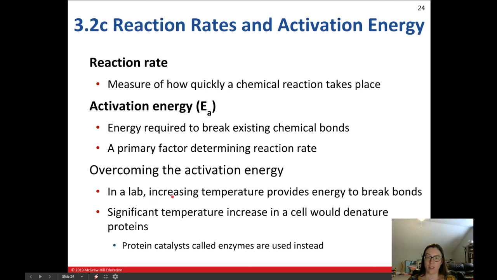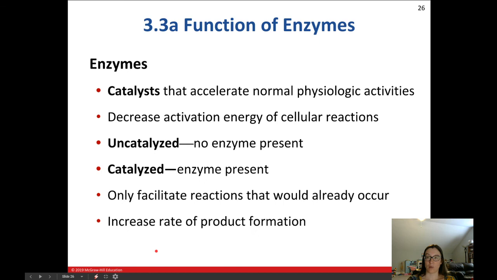But significantly increasing the temperature in your body is not really that helpful because it's possibly going to denature those proteins. Remember, that's kind of melting the proteins and it changes their shape, and that is not good for your body, right? You don't need a really high body temperature all the time. So instead of increasing the temperature in our body, we use something called a protein catalyst, or an enzyme. Enzymes are what we'll talk about for the rest of this lecture.